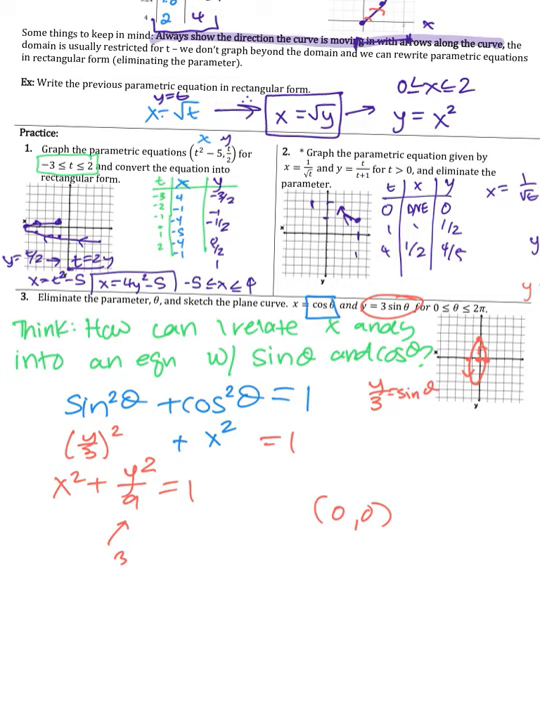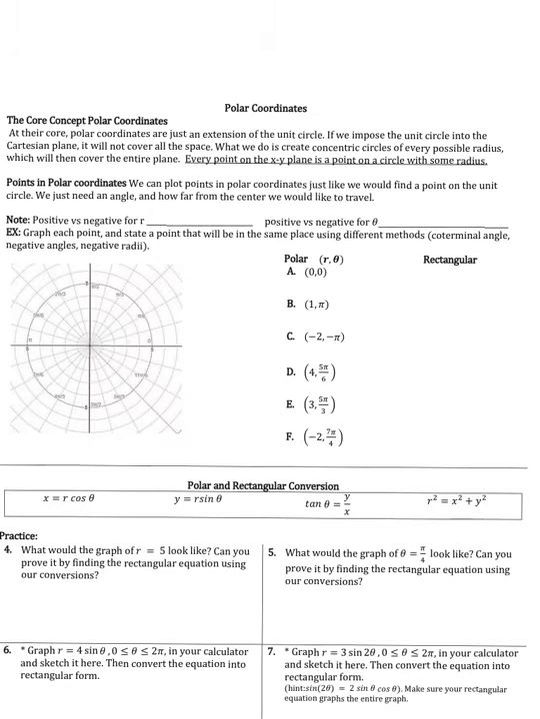The reason I wanted to end with that one is because that nicely leads us into what is polar and how does it work, and that's the next topic in this video. So polar coordinates are really just an extension of the unit circle. It's as if we imposed the unit circle onto the xy coordinate plane, but the issue there is that it wouldn't cover all of the space.